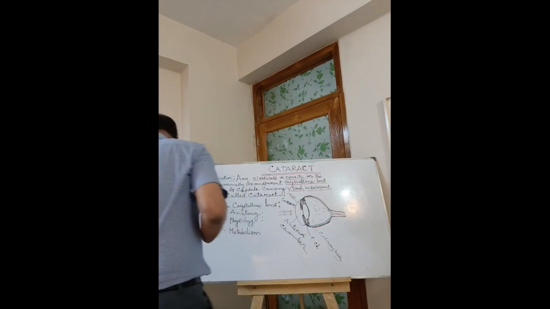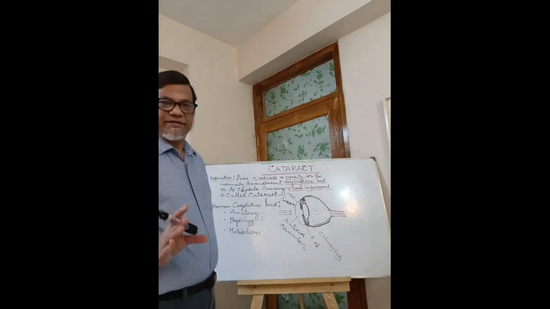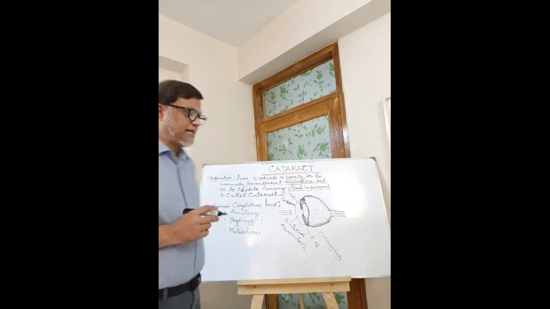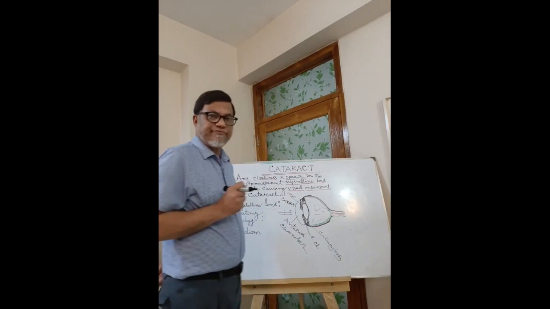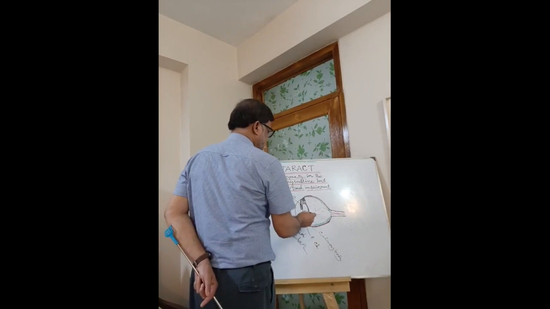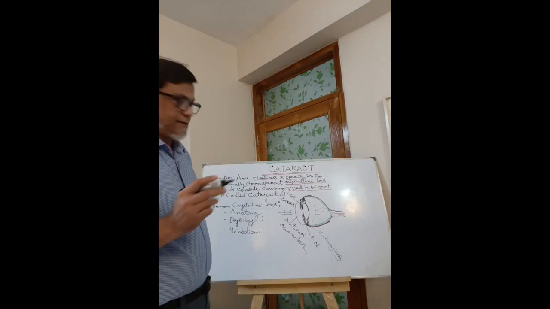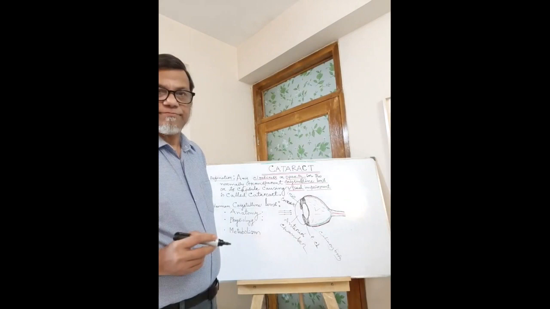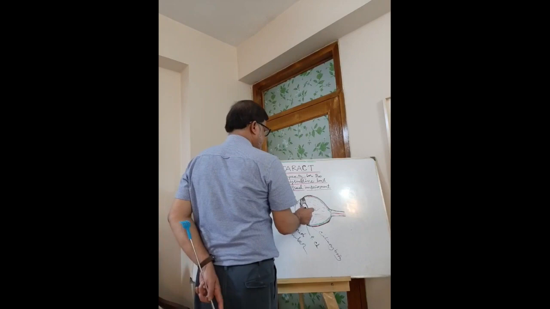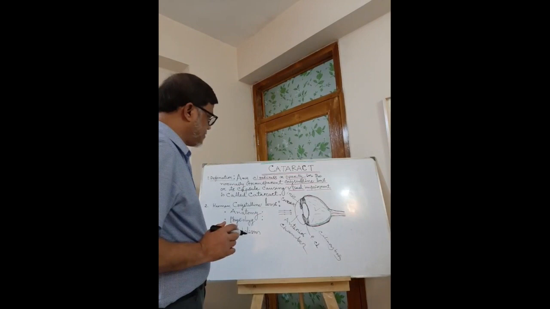Now, the lens has no vascularity, no blood vessels in adults. But during embryogenesis and in intermediate life, it was vascularized and it regresses after birth. If it was vascularized, vessels present, light transmission was not possible. It became opaque. So it is avascular and non-innervated. No nerve fiber there.